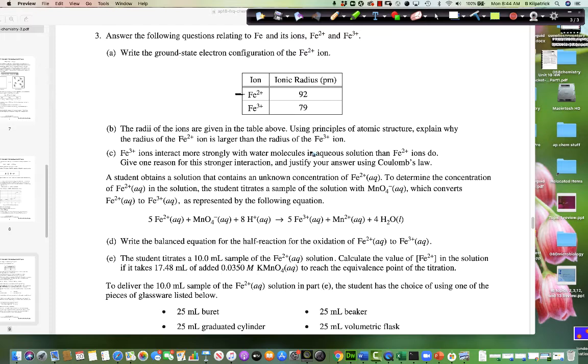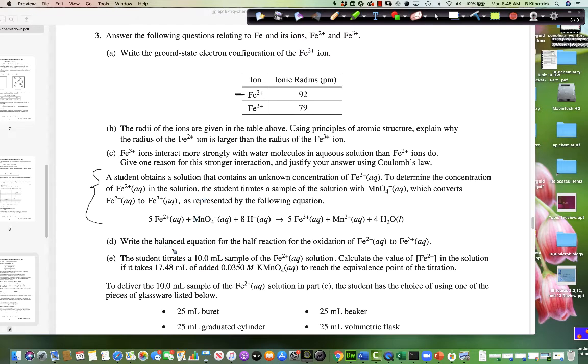Okay, let's look at the next one. A student obtains a solution that contains an unknown concentration of Fe with +2. To determine the concentration of this, the student titrates with permanganate, okay? So we have essentially a redox titration. So this is one of the things that I want to point out. Really, you don't even need to read this to do the next couple of questions. So I like to skip that, go to the question, then go back and refer to it if I need to.